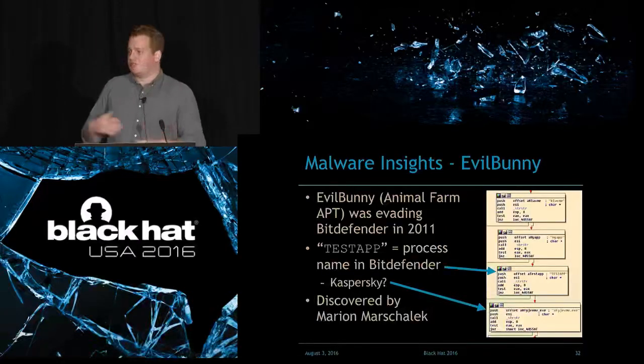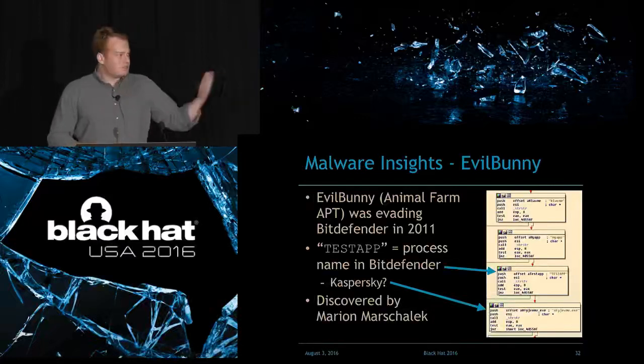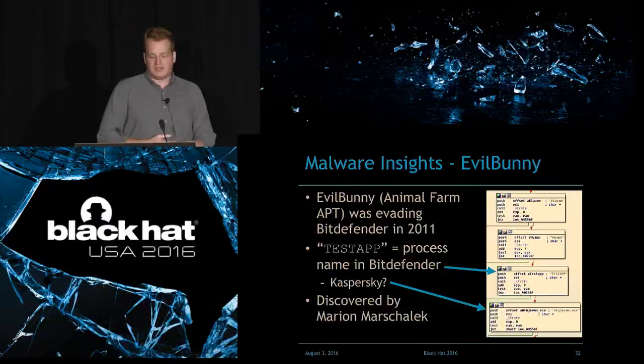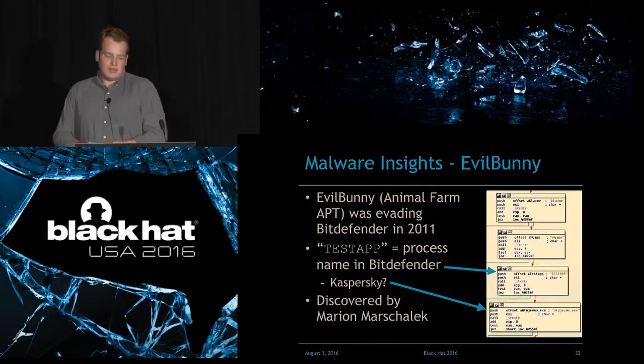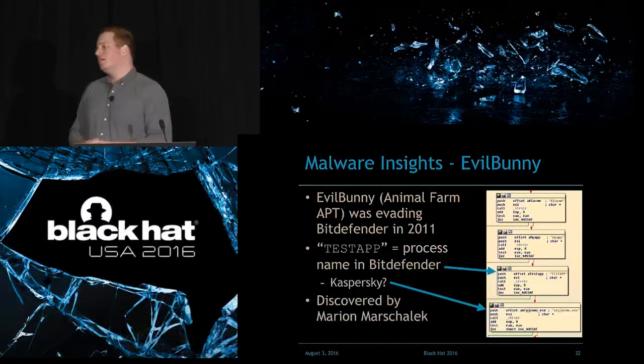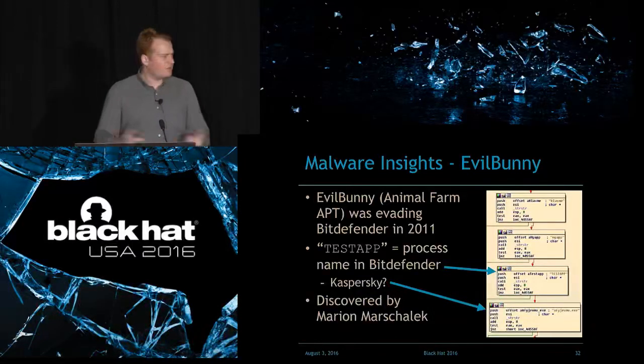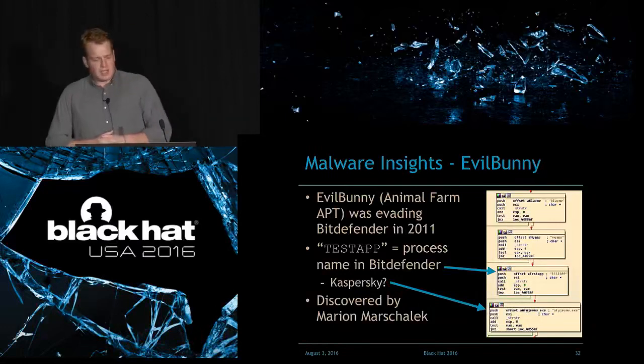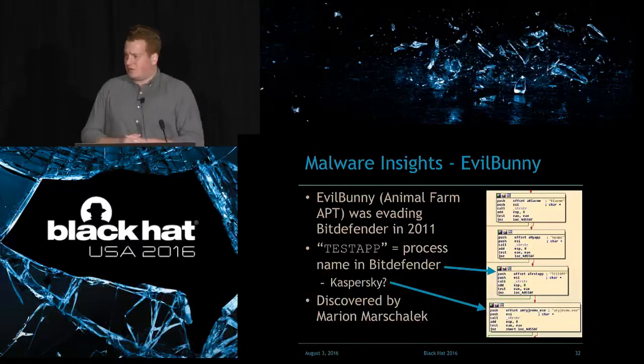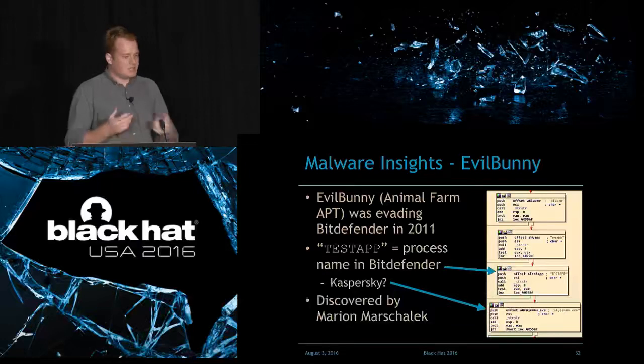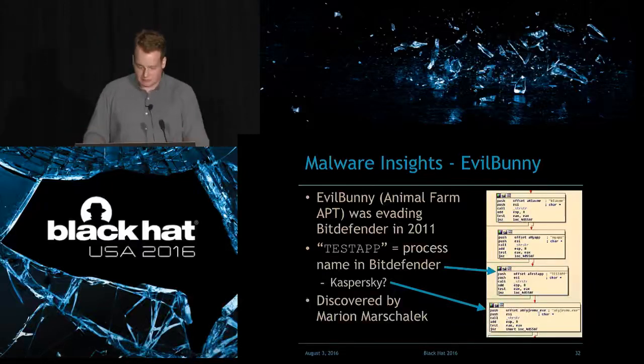Now, more interesting than just random malware you find in Google was this piece of malware, the Evil Bunny, from the so-called Animal Farm APT. This was discovered by Marion Marschalek, I think in 2014 or 2015. She might be here. She's here at the conference at least. And in 2011, it was evading Bitdefender. It would check: is its name TestApp? And if it was, it would not run. This is highly advanced APT-level malware.